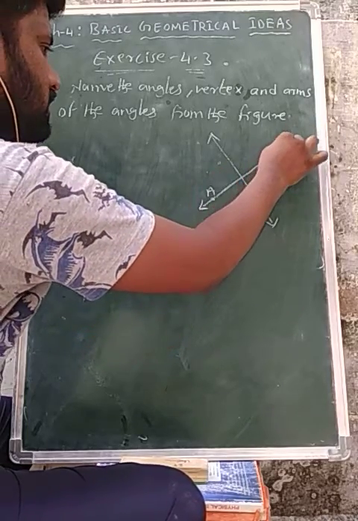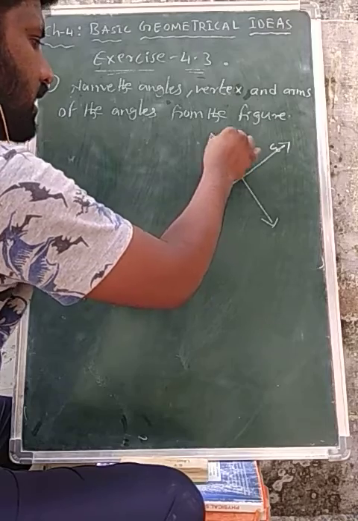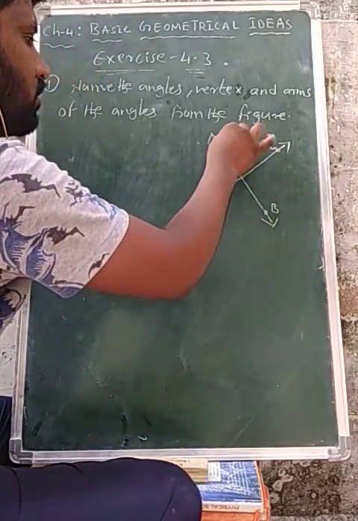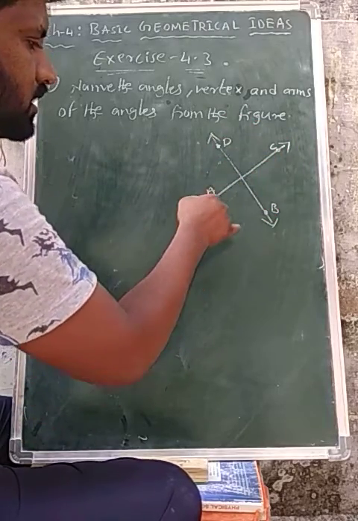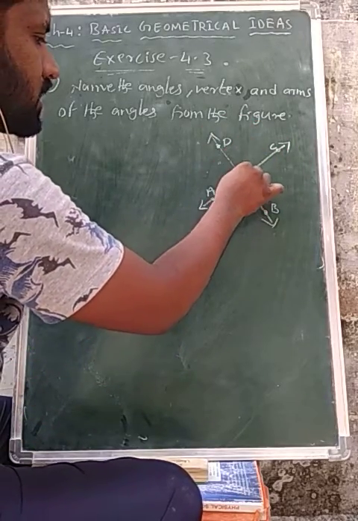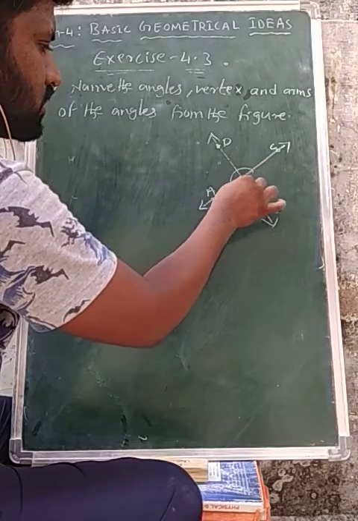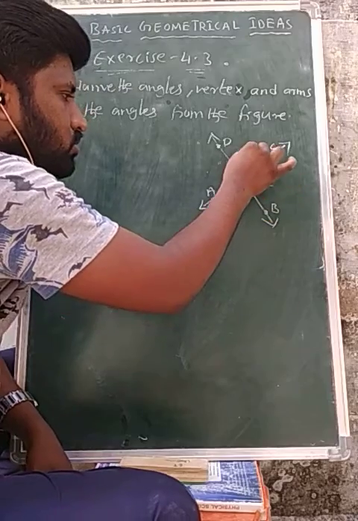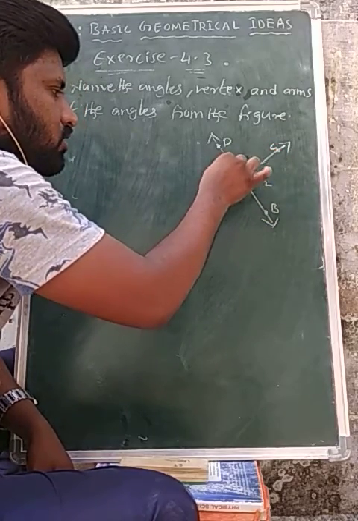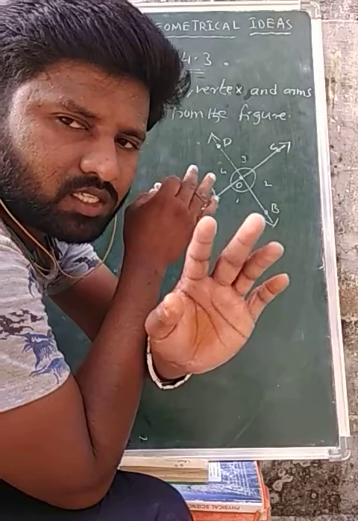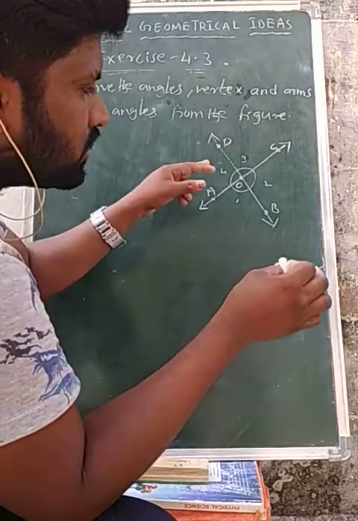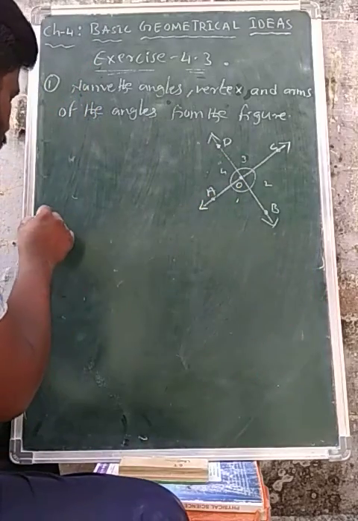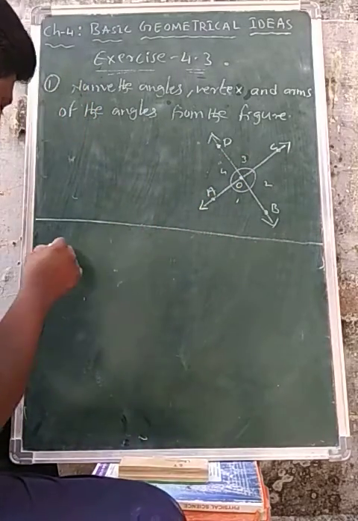AC is a line, and BD is also a line. The line AC and the line BD intersect at O. There form how many angles? 1, 2, 3, 4. Yes, when two lines intersect each other, there are 4 angles. Now this is the required table.